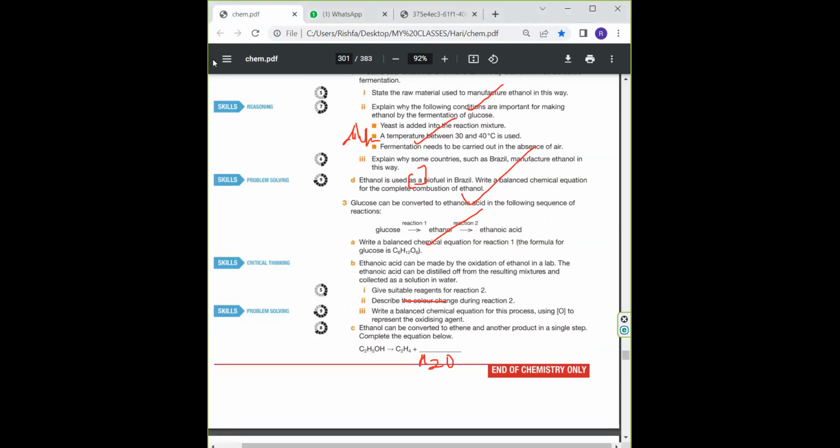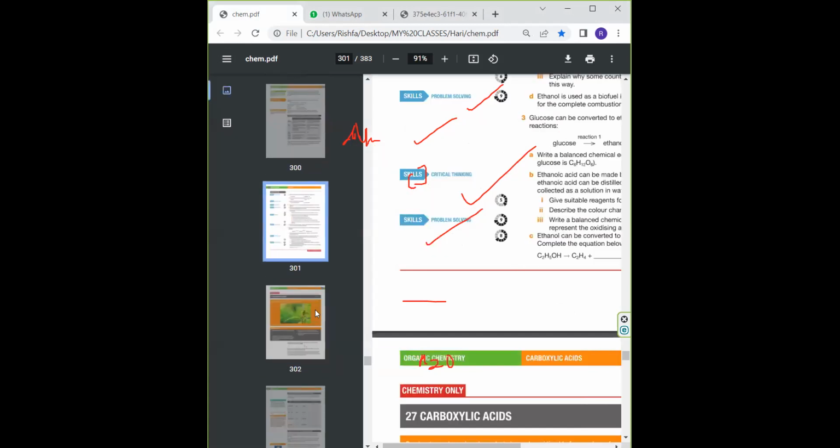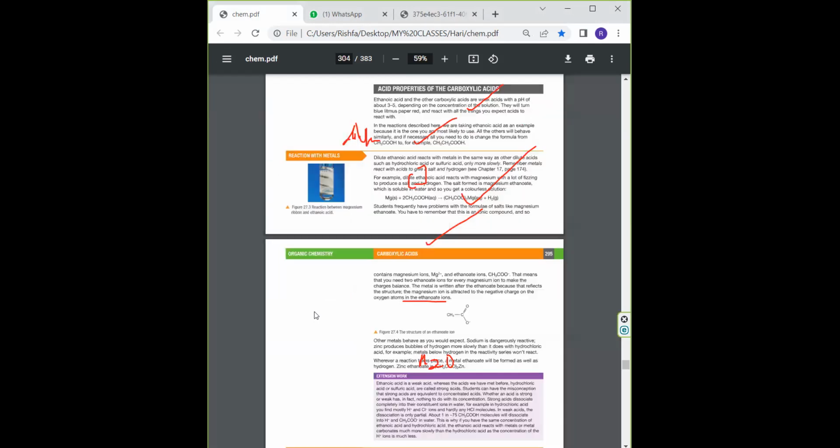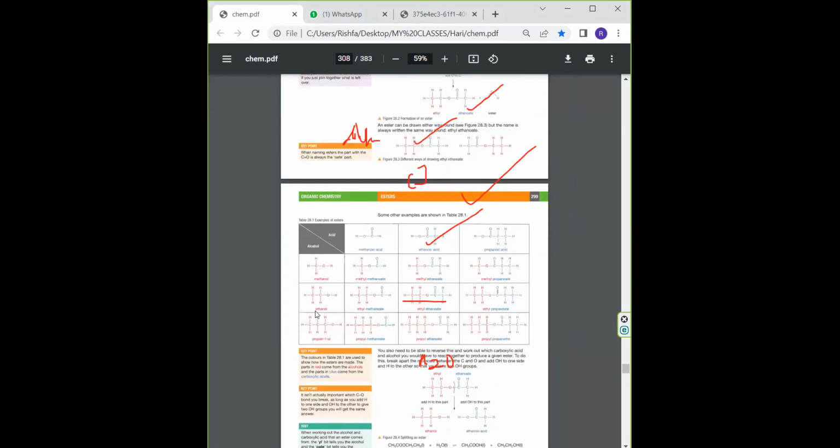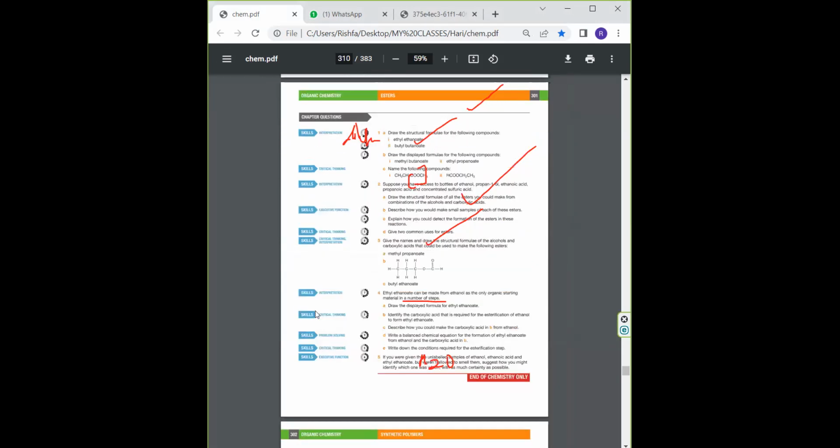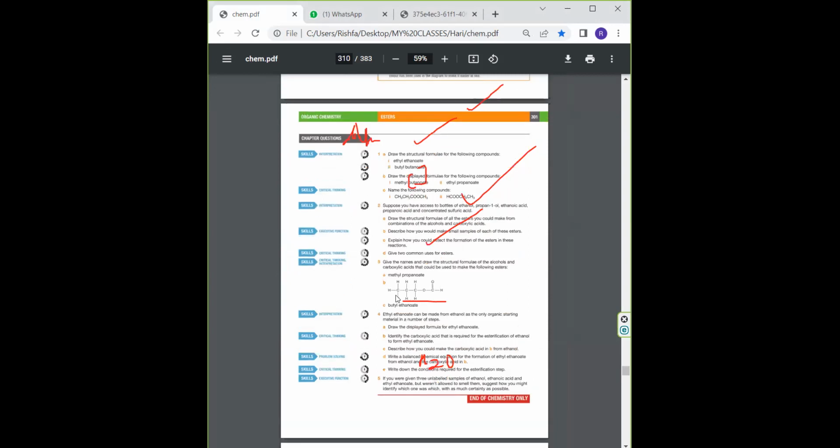Yeah. Okay, that's it about alcohols. So next class we'll look at carboxylic acids and esters. Yeah. Okay, I think we can be done with organic in 2-3 classes.